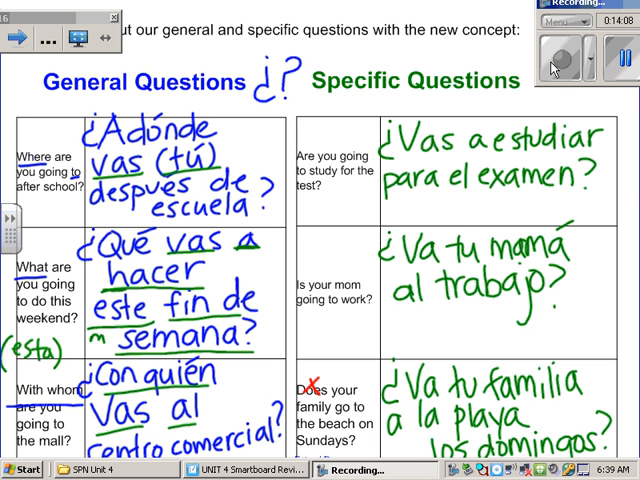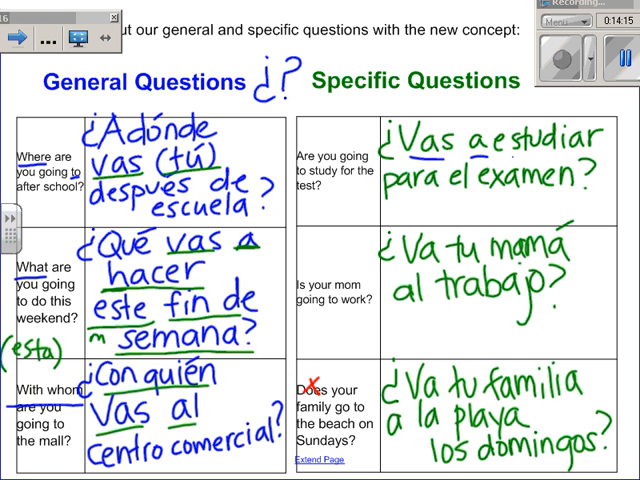Okay, are you going to study for the test? ¿Vas a estudiar para el examen? So here we use our ir plus a plus an infinitive. Are you going to study for the test? Is your mom going to work? ¿Va tu mamá? So again, remember the tu mamá comes after the va. ¿Va tu mamá al trabajo? Here we are using the ir plus al plus el trabajo, right? And we combine the a and the el to create al.